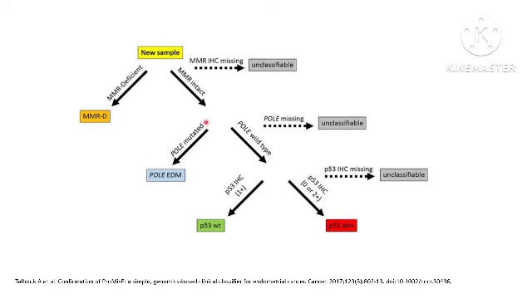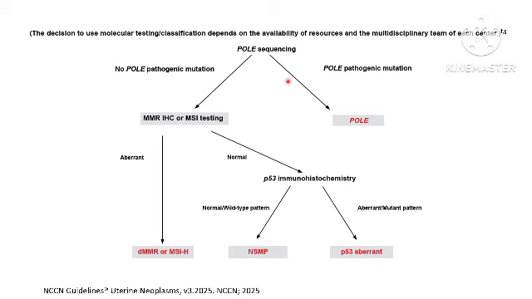To assign molecular subtypes, all molecular components must be available. That is POLE mutation status, MMR protein status, and P53 expression status, at least by IHC. But unfortunately, these are assessed at different stages of the disease and at different centers, resulting in delays in proper classification and management in these patients. Recent NCCN guidelines suggest that the decision to use molecular testing or classification should be based on the availability of resources and multidisciplinary team at each center.